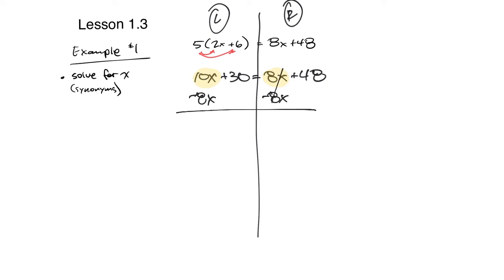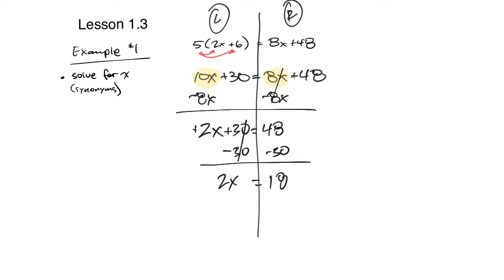I get 8x minus 8x is 0. 10x minus 8x, that's 10 minus 8 is 2x, plus 30. I did that so I can have a positive number here, so it's easier to deal with. Okay, now I'm going to subtract 30 from both sides. I'm trying to get the x by itself on one side of the equal sign. So I'm left with 2x equals 18.